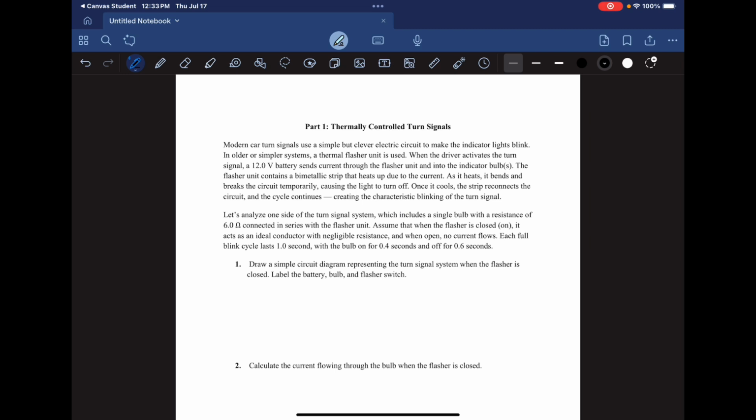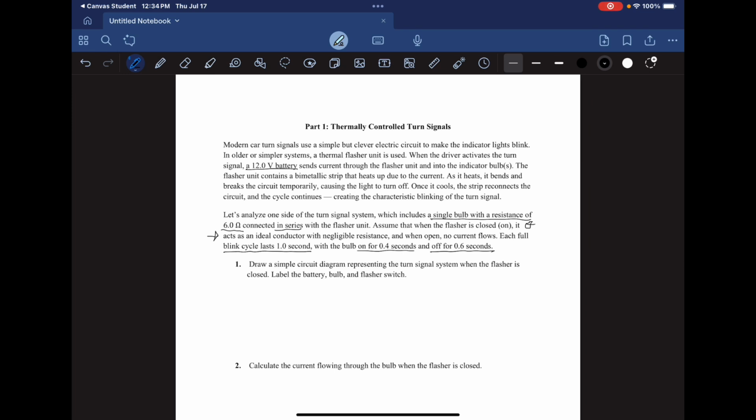So we have here a 12-volt battery, we know that. There's a bulb. It's just talking about how it breaks. We have a single bulb with a resistance of 6 ohms. It's connected in series when the flasher is closed. So it looks like from this sentence, and this sentence continues on, we have a flasher that's like a switch. And then we have that a full blink cycle lasts 1 second with the bulb on for 0.4 seconds and off for 0.6 seconds.